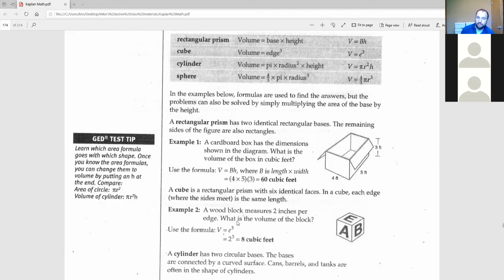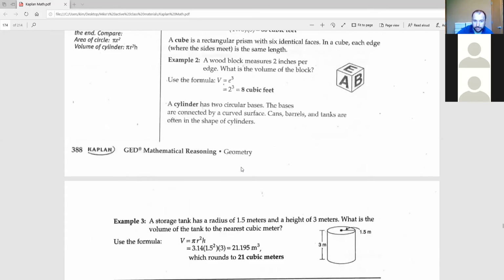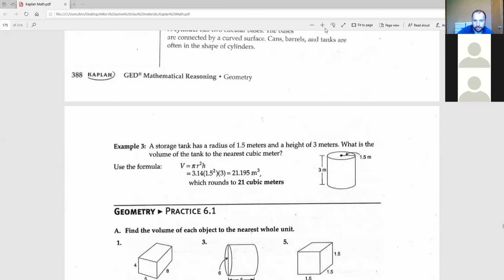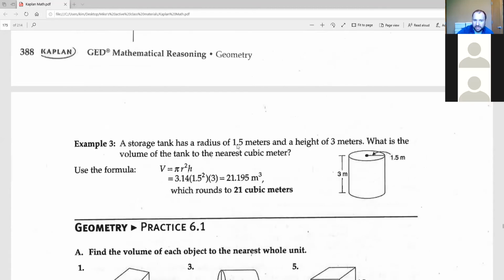Okay. So let's look at the last example that deals with probably the most confusing of the 3, just because it's circular in nature, and that would be a cylinder. Okay? So example 3 says a storage tank has a radius of 1.5 meters and a height of 3 meters. What is the volume of the tank to the nearest cubic meter?